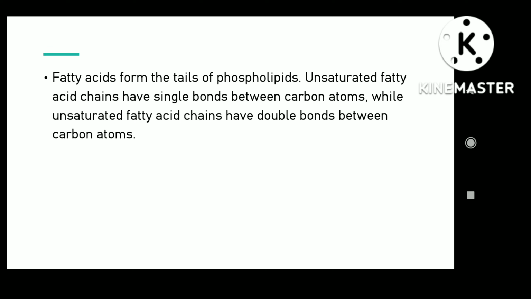Third, saturated and unsaturated fatty acids. Fatty acids form the tails of phospholipids. Saturated fatty acids have single bonds between carbon atoms, while unsaturated fatty acid chains have double bonds between the carbon atoms.